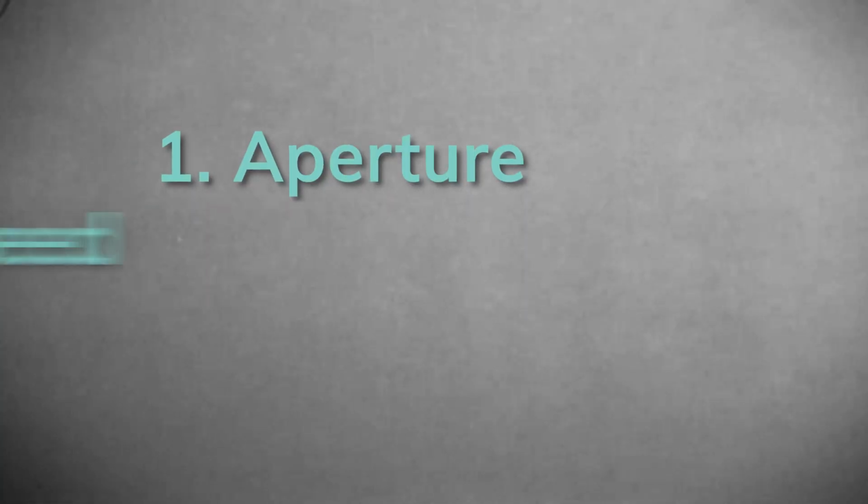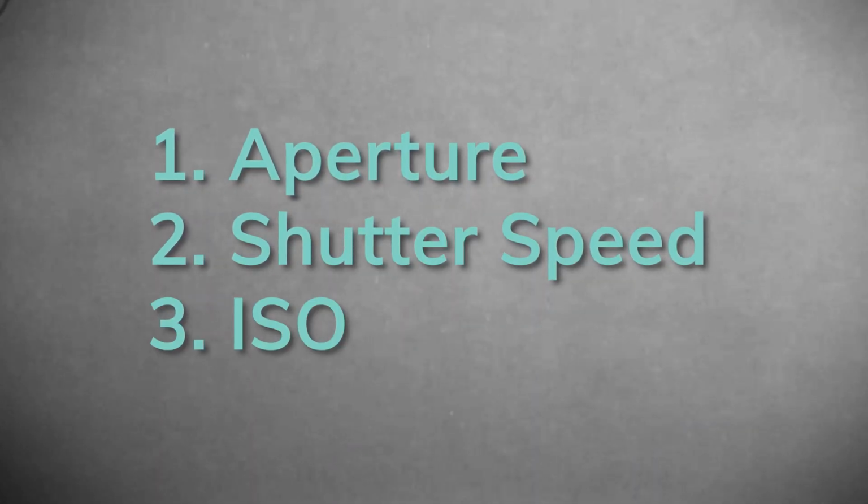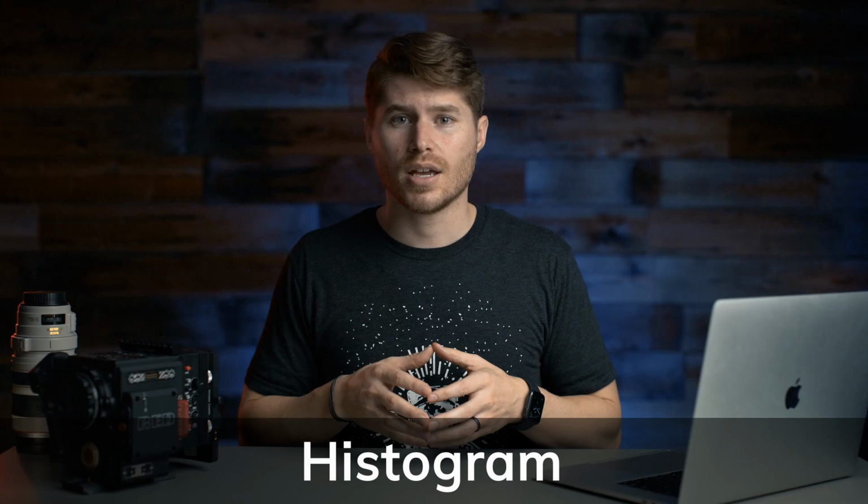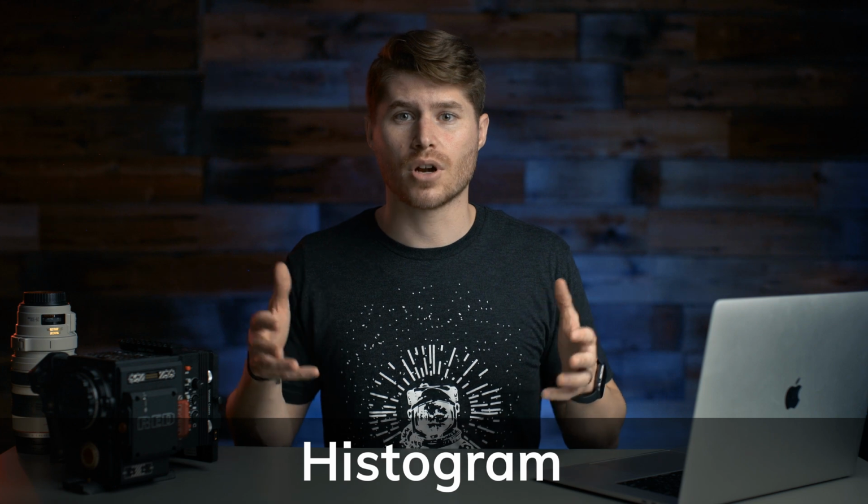So those are the 3 main settings that affect your exposure. Now we come to the question, how do I know if something is exposed correctly? Well, when you're first starting out, that can be hard. So there are a couple in-camera tools that you can use to help you. The first one being the histogram. It shows you a reading of the overall exposure of your image.